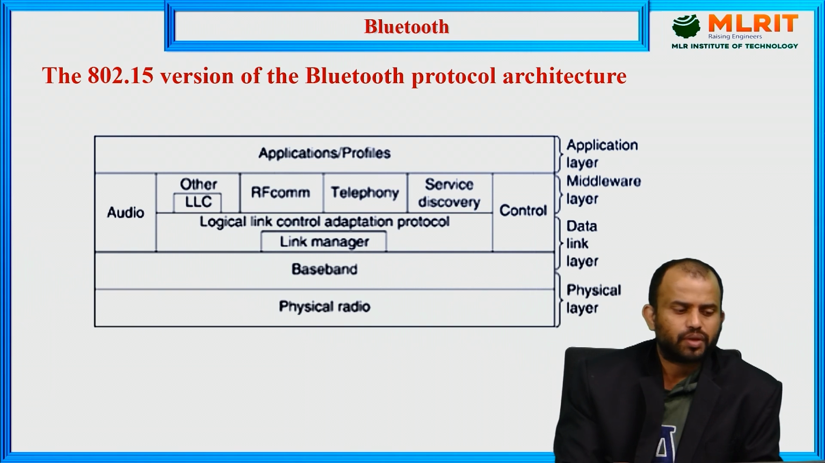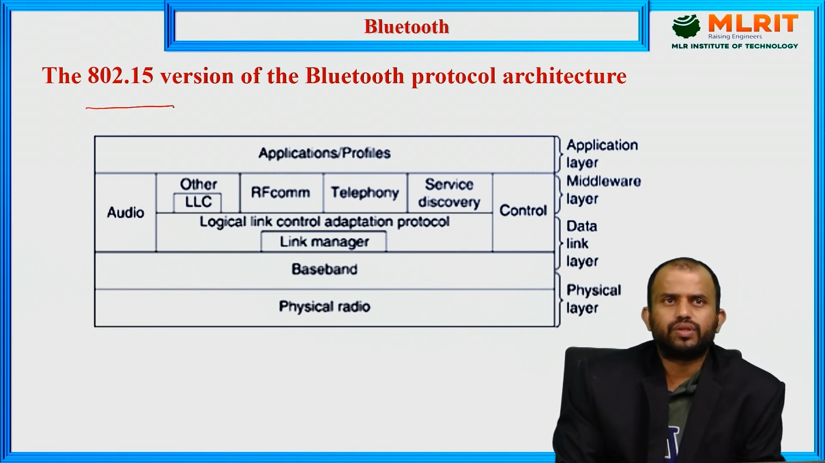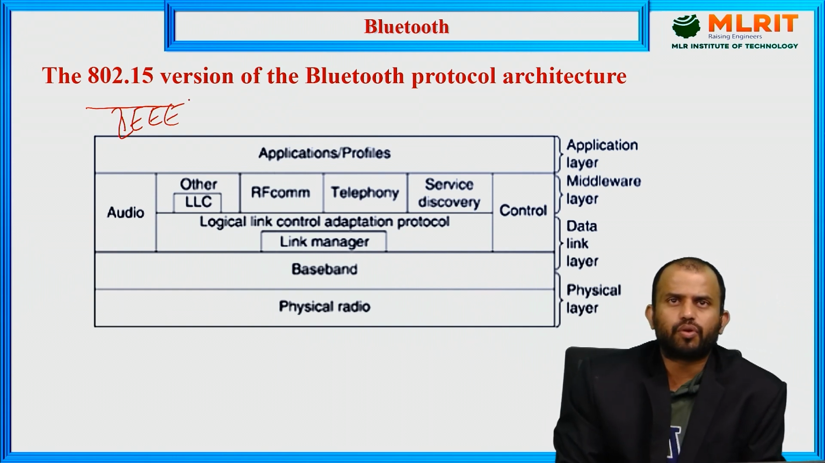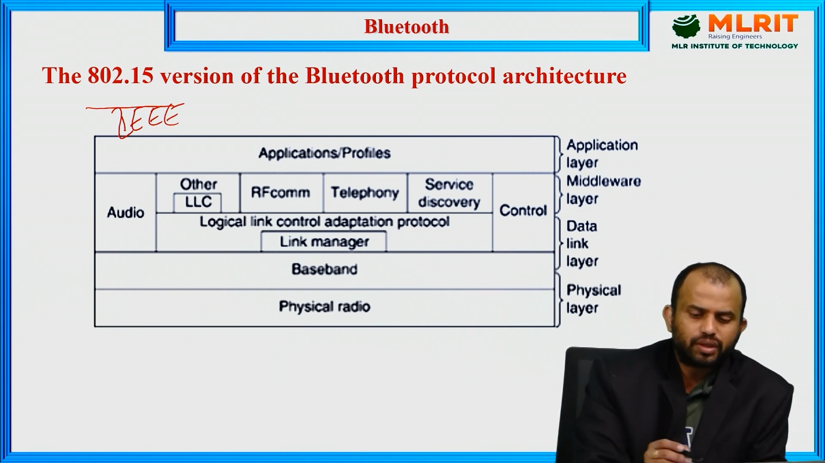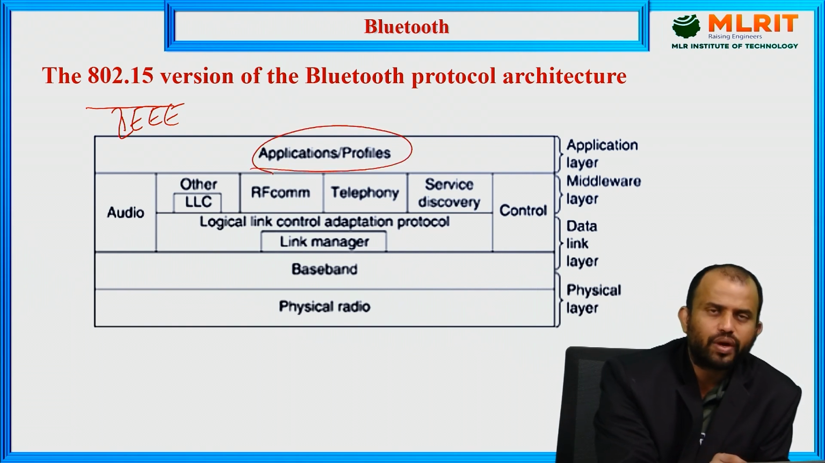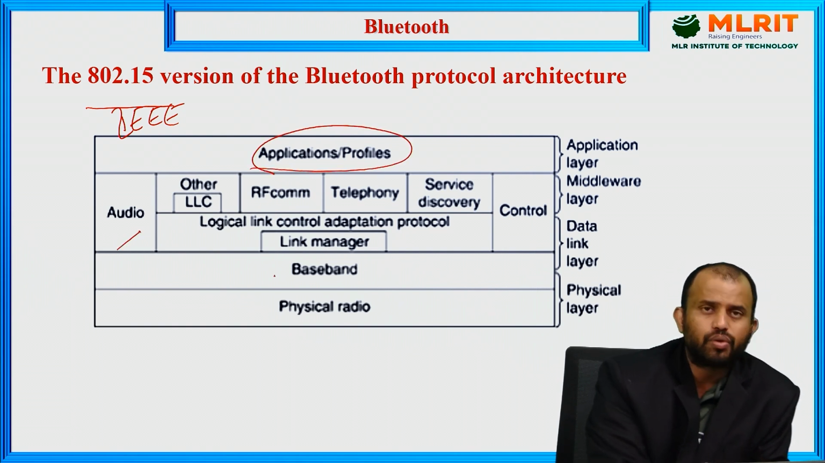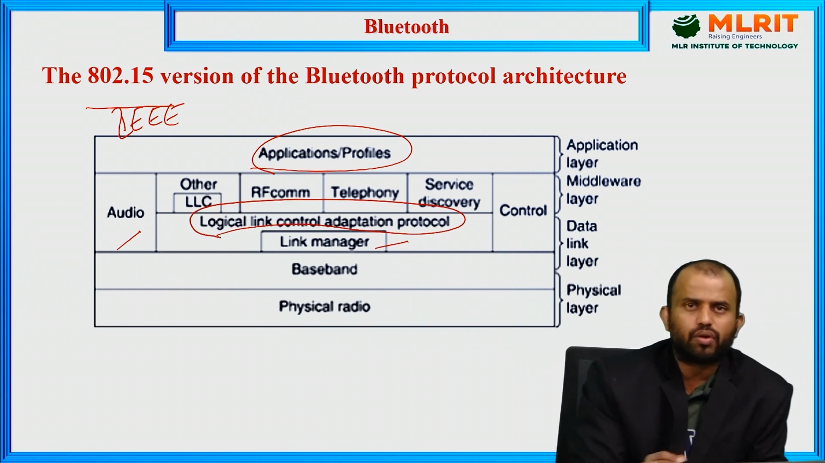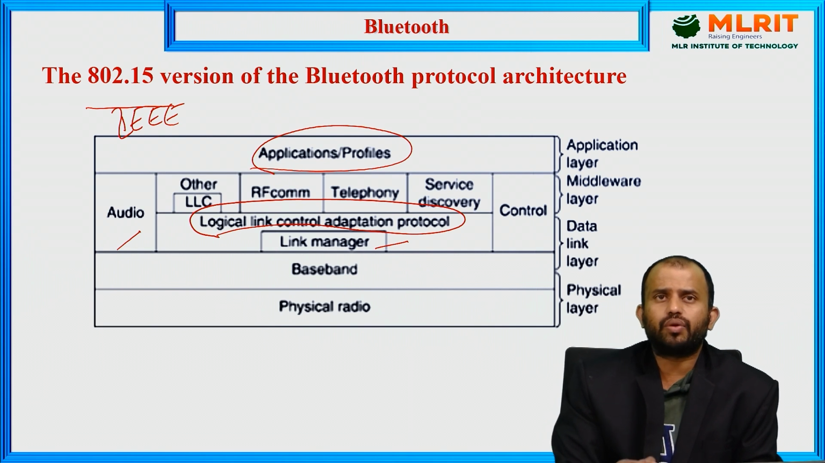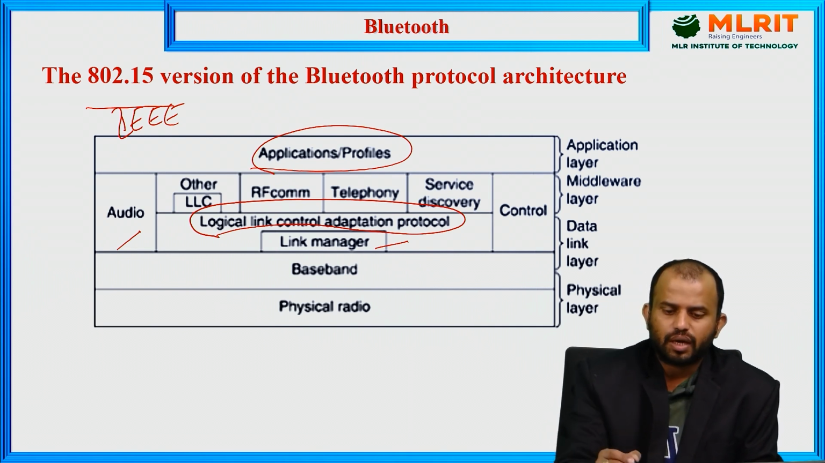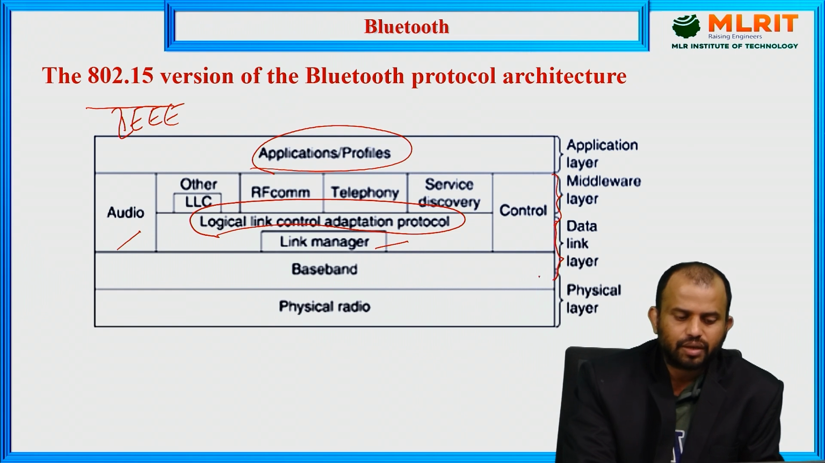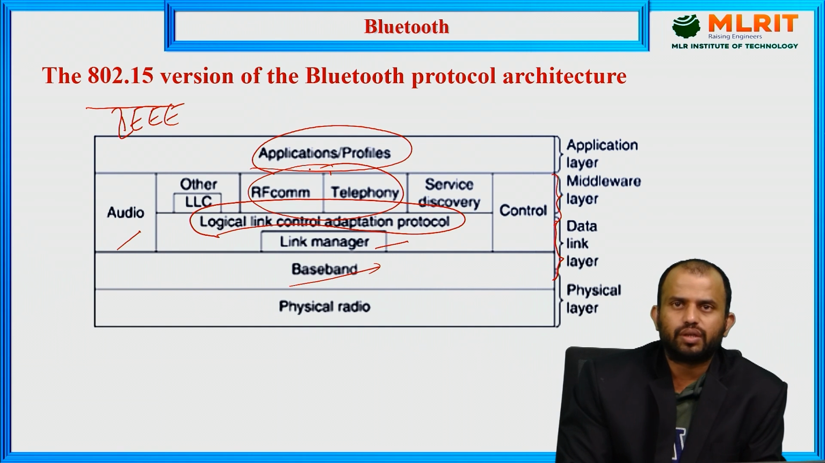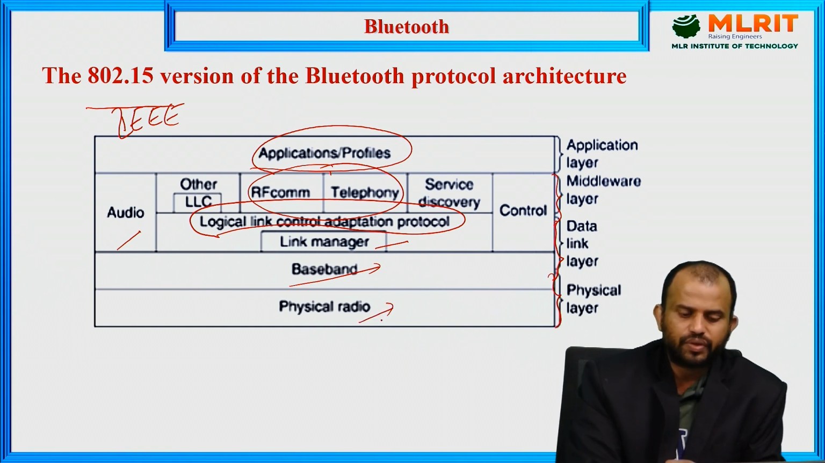How does it work? 802.15 is the IEEE standard protocol, the Bluetooth architecture protocol. In this architecture we have application profiles, audio links, and a link manager, which can handle the link adaptation protocols. Based upon that, we establish the communication through the middle layer as well as the data link layer, which covers baseband communication, RFCOMM communication and telephone communication. And then we go to the physical layer, which we call the physical radio communication.